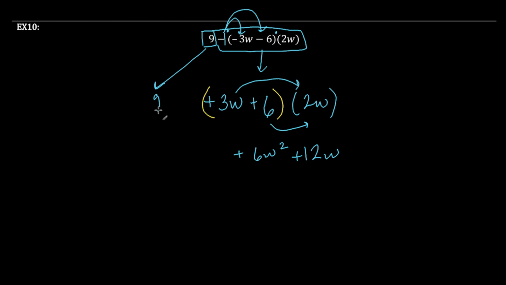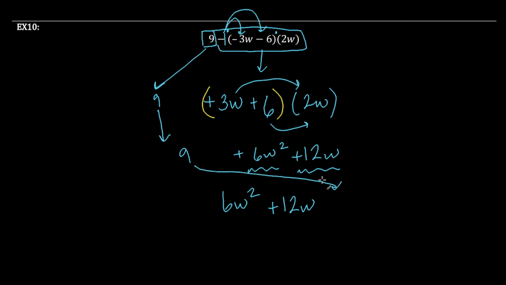But we can't forget about this 9 that was hanging out. So let's put this in order. So 6w squared, there's no more. So 6w squared is positive. And then plus 12w. And then that 9 is awfully lonely over there. So I'm going to write these arrows. And then we have a positive 9.